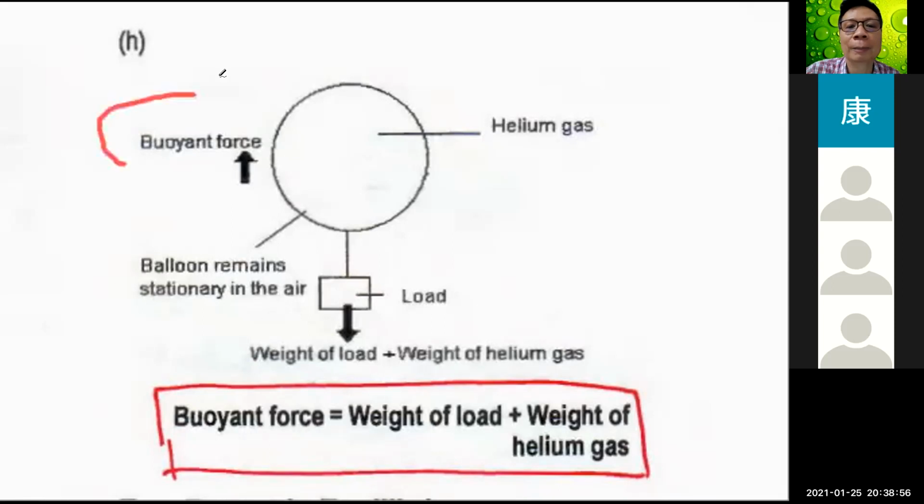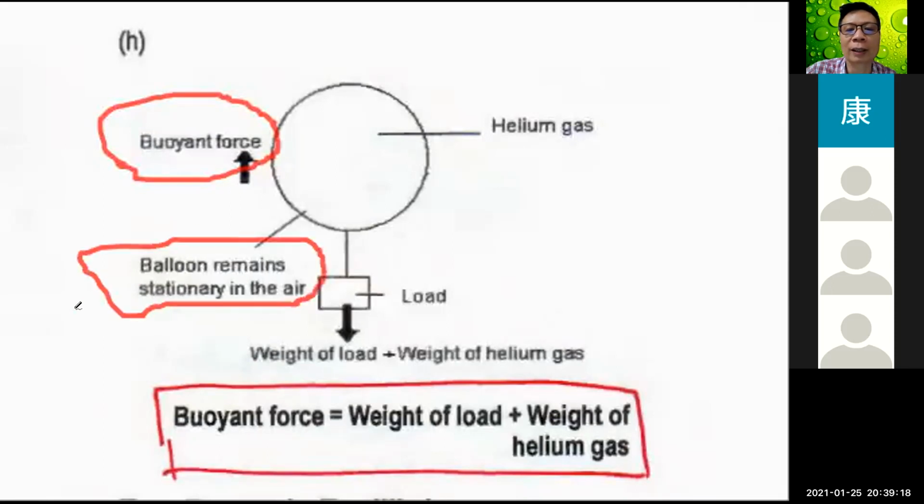Okay, remember, buoyant force. These two forces must be balanced, buoyant force and weight of the load plus weight of the gas. So net force is 0. When net force is 0, the balloon remains stationary in the air, not moving. Balloon stays in the sky, stationary. So, okay, you can understand the concept of forces in equilibrium.